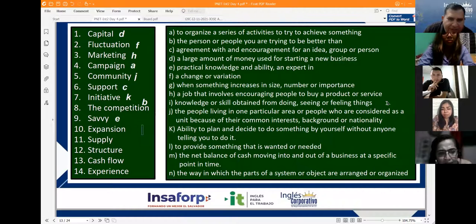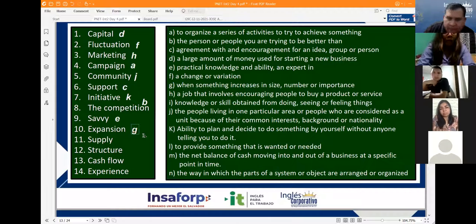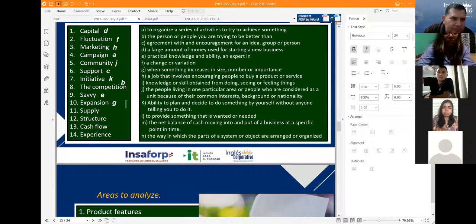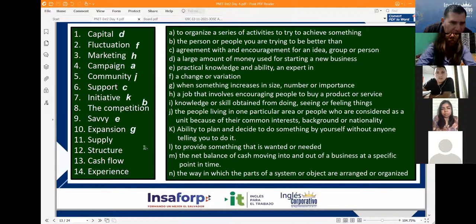Letter G? Absolutely. Letter G. Perfect. Something that grows in size, number, or importance. Yeah. Okay. What about supply?